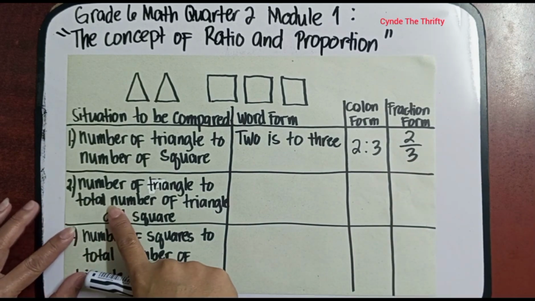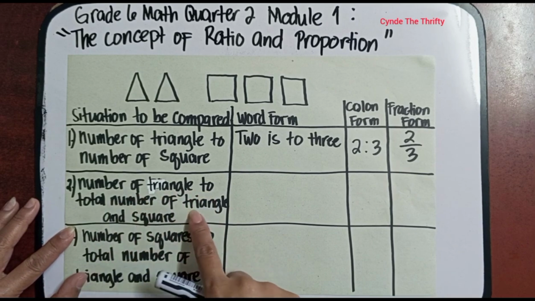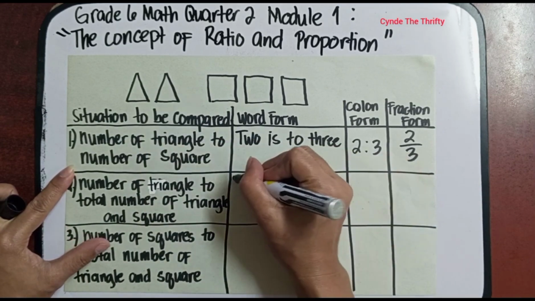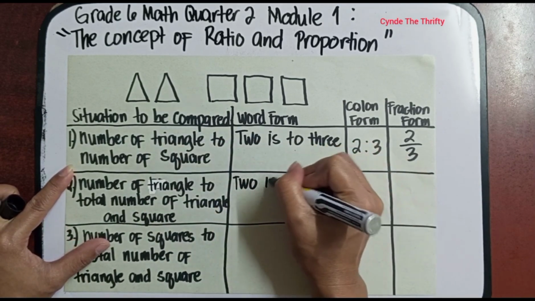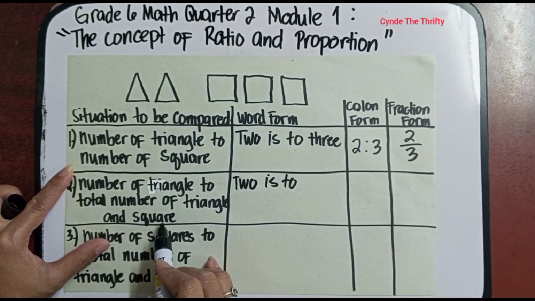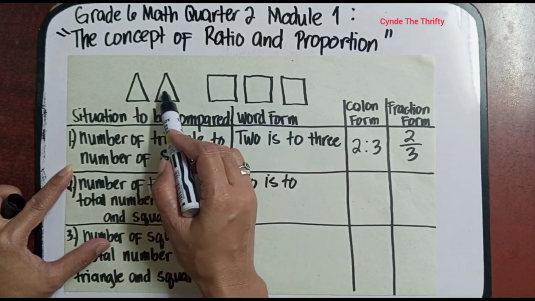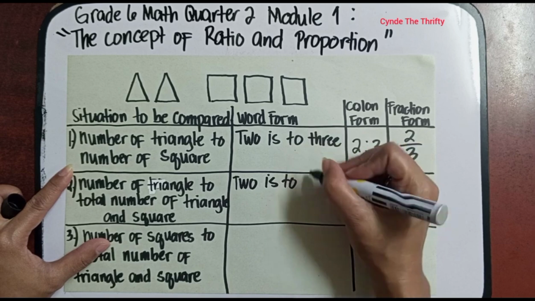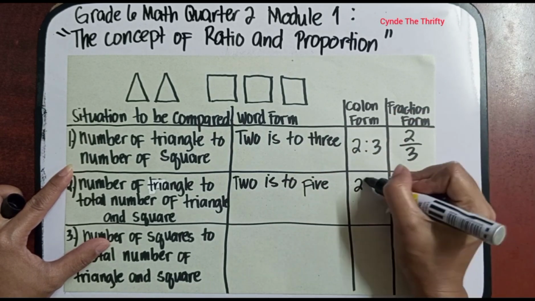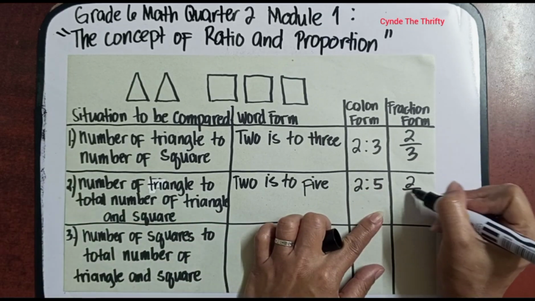Okay, second naman. Number of triangle to total number of triangle and square. So, number of triangle again is 2. So, isulat natin dito. 2 is to total number of triangle and square. So, ibig sabihin, i-add natin ang number ni triangle at ni square. So, 1, 2, 3, 4, 5. So, 2 is to 5. And then, sa column form, 2 is to 5. At ang ating fraction form is 2 over 5.